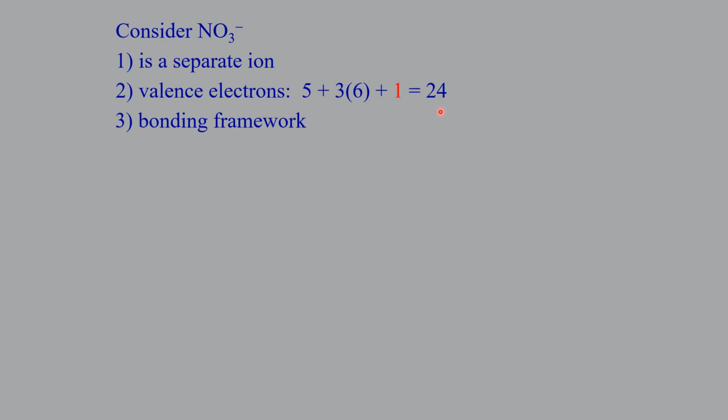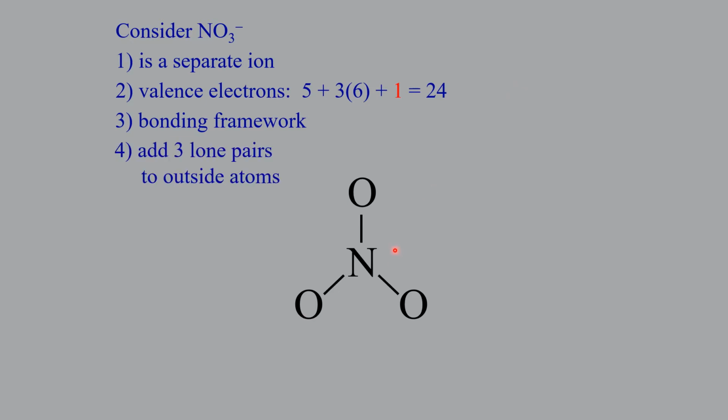Let's build the bonding framework. The formula would have you indicate that nitrogen is in the middle and the oxygens are bonded to it. So this. Step 4, put 3 unshared pairs around each outside atom. So there we go. And that is all 24 electrons. So you've got 6, 7, 8, 9, 10, 11, 12, 13, 14, 15, 16, 17, 18, 19, 20, 21, 22, 23, 24.